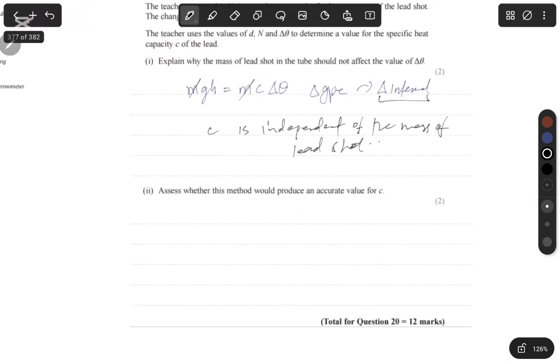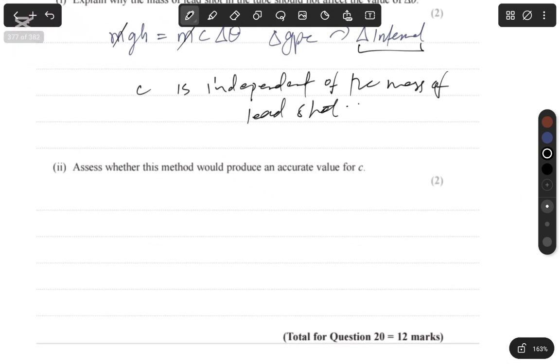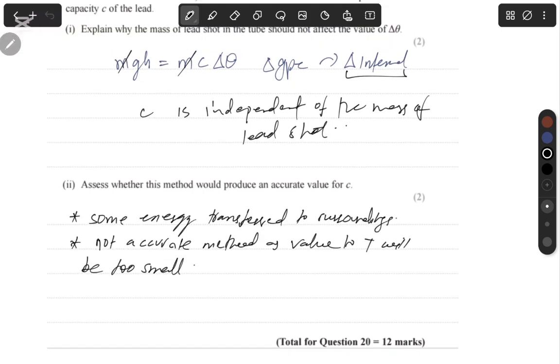Okay, and now we're going to go to the last part, which is to assess whether this method would produce an accurate value of c. So possible reasons why this method wouldn't give you an accurate value for c are that some energy can be transferred to the surroundings, and that it's possible for the value of change in T to be too small, right? So if it's too small, then your thermometer, even if you have a digital one, may not be sensitive enough to detect that change, okay? So yeah, that's the answer to this.